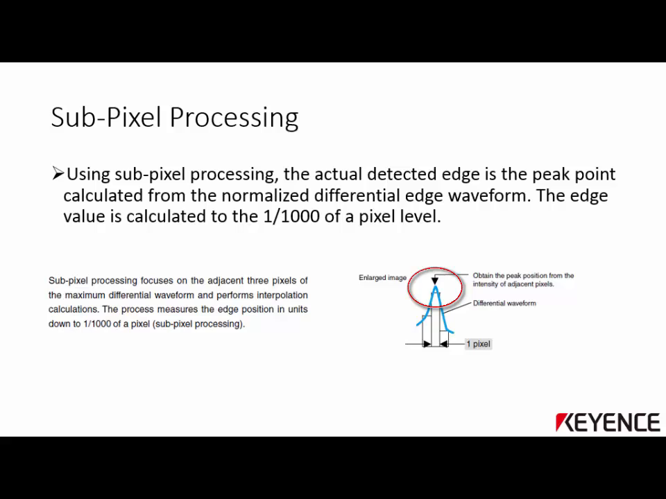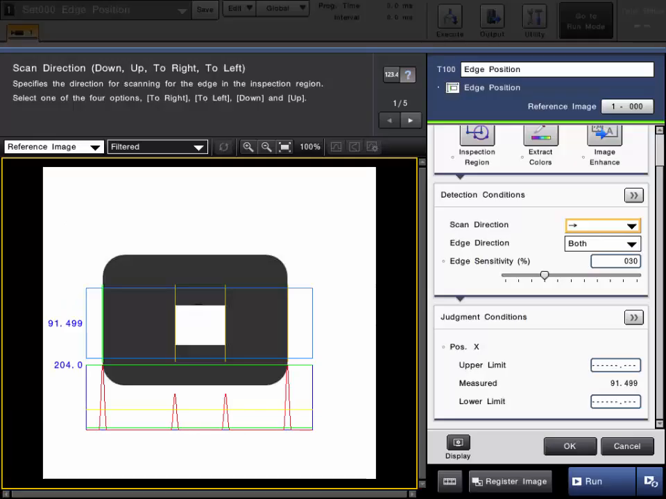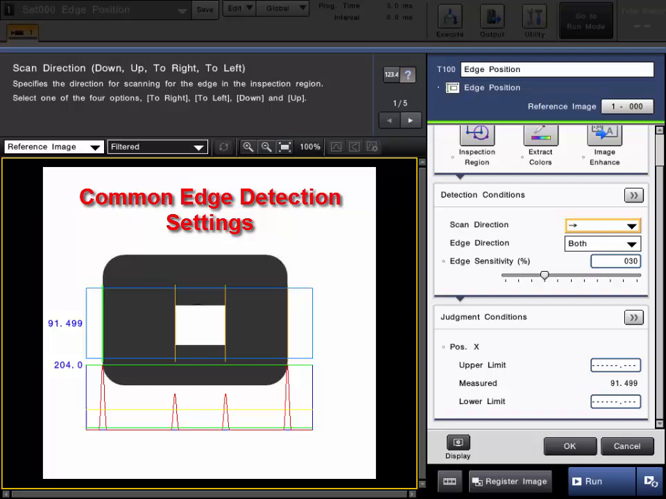The actual detected edge is the peak point calculated from the normalized differential edge waveform. The edge value is calculated to the thousandth of a pixel level, which is known as sub-pixel processing. Now that you understand how the edge process works, let us go over some of the common settings that you will see in all the edge-based tools.